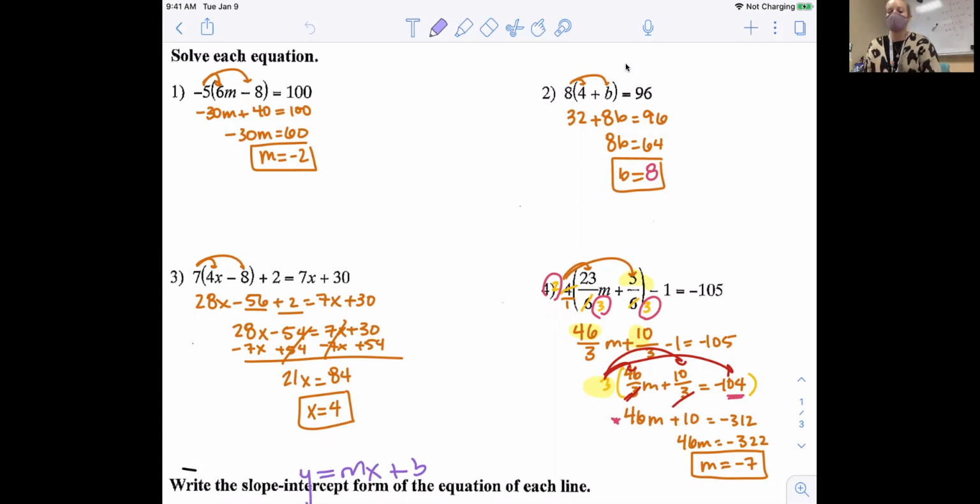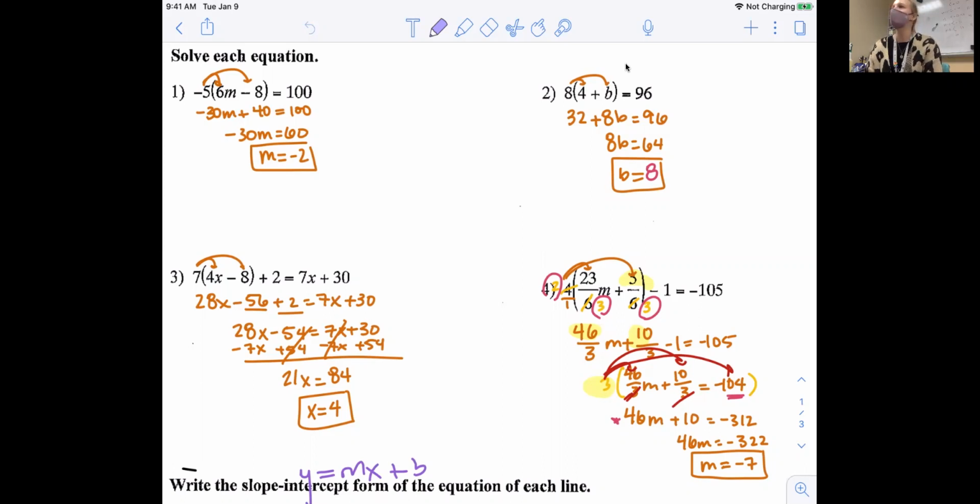What I would do first is distribute that 4 through. So I distribute the 4, but when I distributed the 4 and the 6 had a common factor of 2, so I took out a factor of 2. So that left me with 2 times 23 over 3, which is 46 over 3. And then 2 times 5 over 3, which is 10 over 3. And then I moved the 1 to the right side of the equation.